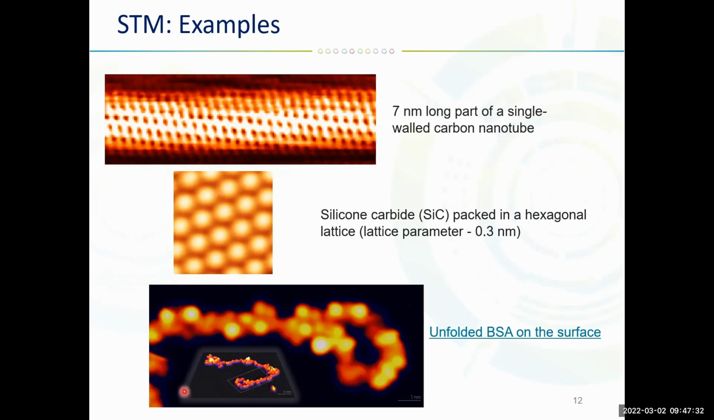And in the bottom, you can see unfolded bovine serum albumin, BSA, just lying down on the surface. Investigation of proteins with STM is quite a recent approach. Here, each dot represents one amino acid, so you can check the protein with single amino acid resolution. This part is about 80 nanometers, the big one. This is part of the whole molecule here. Yeah, so the resolution of the structural details is amazing.